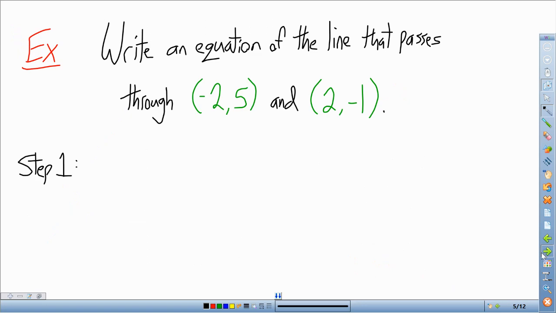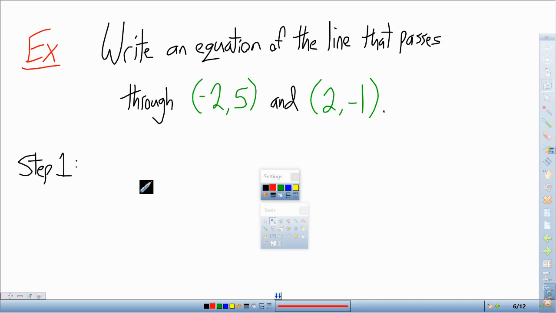Okay, last type of problem gives us even less information. Go ahead and copy this, and we're still going to do the same process, but we're going to have to find even more information. So copy it, and then we'll try it. Okay, so it says write an equation of the line that passes through negative 2, 5 and 2, negative 1. All right, so this line goes through those 2 points, and they want the equation of the line in slope-intercept form.